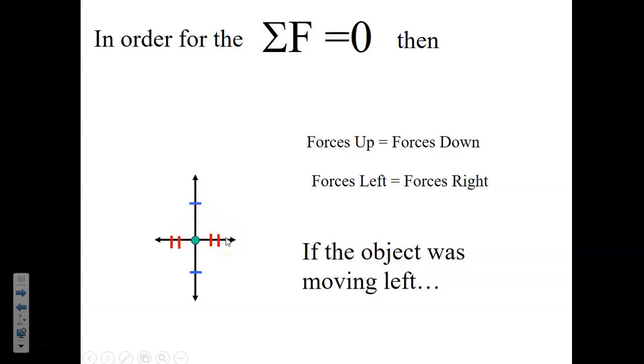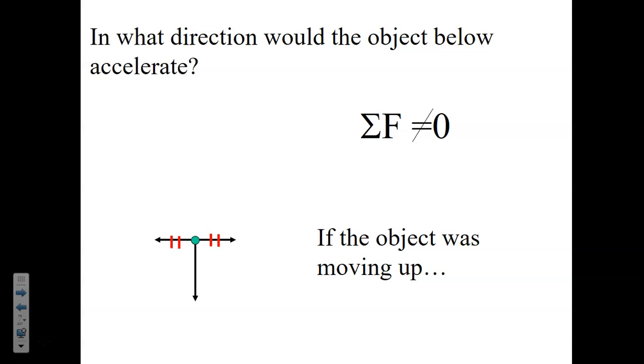So if this object was moving to the left, what would be happening to its velocity? Well, if the sum of the forces is 0, it would be moving at a constant velocity to the left. If it was moving to the right, then it would be moving at a constant velocity to the right. Same with up and down.